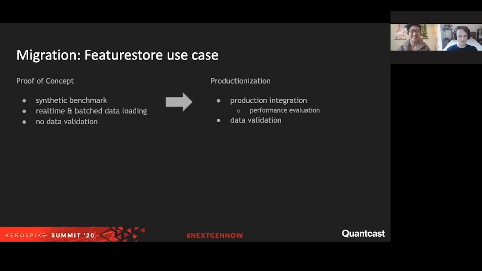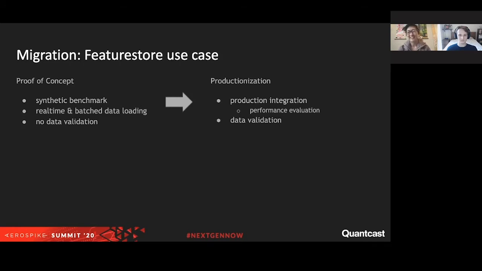The first use case that we migrated, we called a feature store because it stores features on cookies or browsers. So we started with the proof of concept. We ran a synthetic benchmark. We loaded it up with data. We didn't do data validation. We were most concerned with the performance, and specifically the performance of the server, which we believed our synthetic benchmark would show.